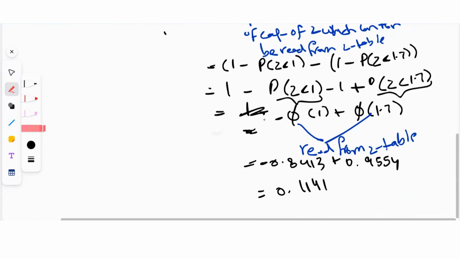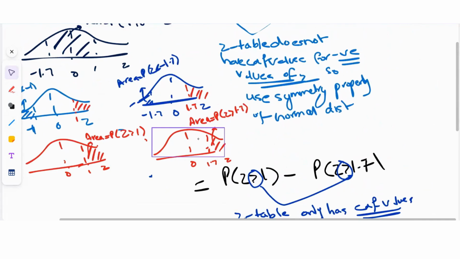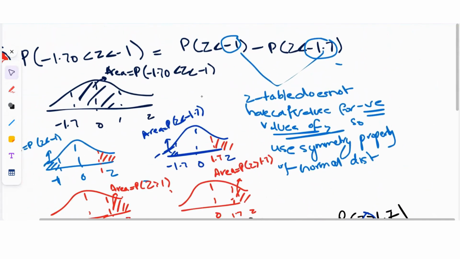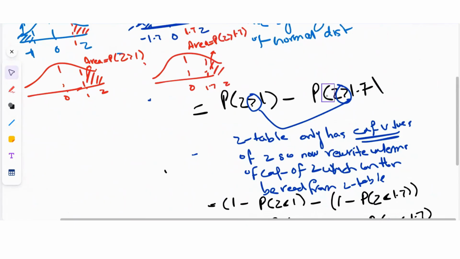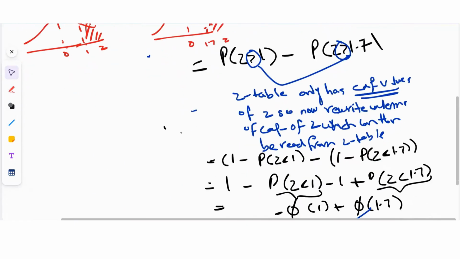So let me just clear this. Okay, so the idea is this: whenever you're finding probabilities for a standard normal random variable using the z table, first ensure you only have positive values of z. If there are any negative values, use the symmetry property. And once you only have positive values of z, if any probability is not in the form of CDF, just rewrite it in terms of CDF. Because then, once you have probabilities in the form of CDF for positive values of z, you can just read them from the z table.